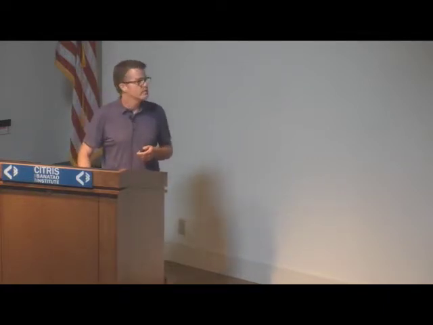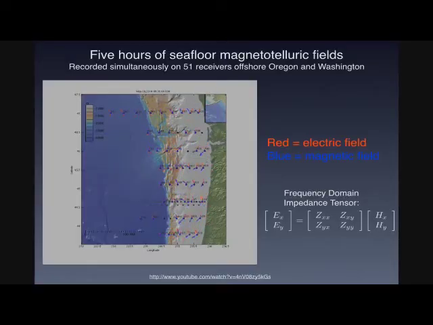Okay, so I wanted to show you an example of what the actual fields look like. We had a project a few years ago where we had 51 receivers deployed off the coast of Oregon and Washington as part of the subduction zone imaging project. I took the raw time series of the electric and magnetic fields and created these vector arrows, which show the induction as a function of time. This is 5 hours, sped up really fast. Basically, the red is the electric field and the blue is the magnetic field, and you can see that they're generally orthogonal to each other, as you would expect from Faraday's law.